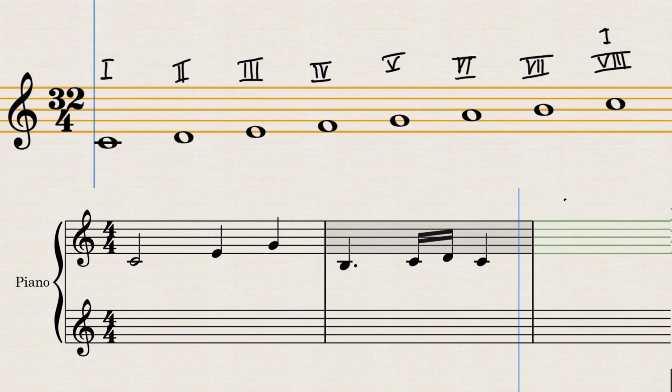Here is how it sounds. I think this is how Mozart extracted the first motifs of his Sonata Number 1 in C major.